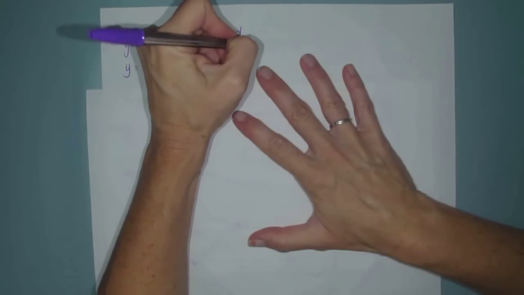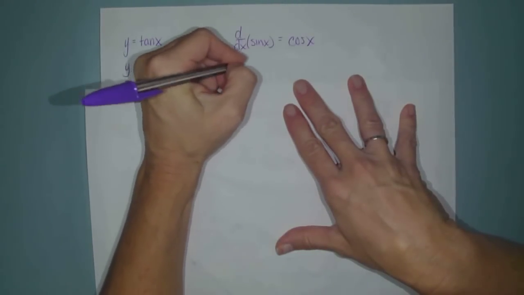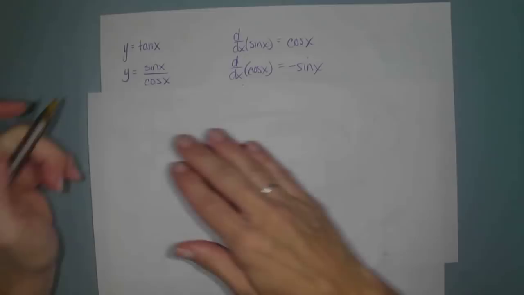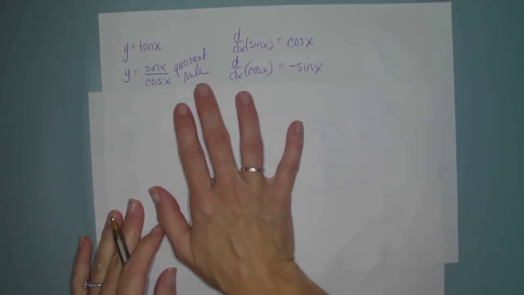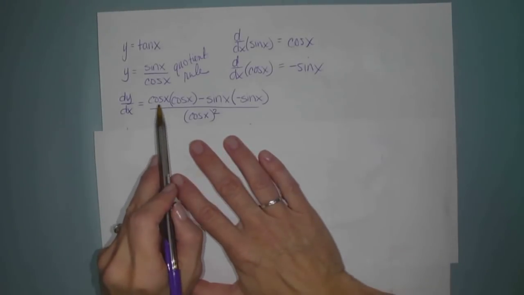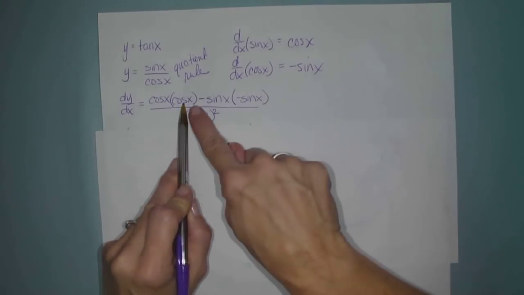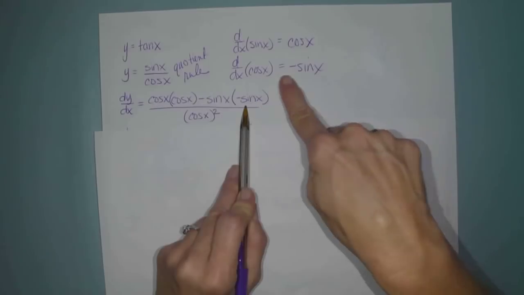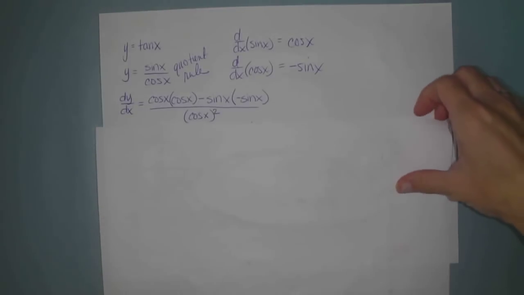So the derivative with respect to x of sine of x, we know to be cosine x. And the derivative with respect to x of cosine x, we know to be negative sine x. So keep those in mind as we do the quotient rule. Quotient rule we already know from past lessons, so here we go. The quotient rule says, first step, you take the denominator times the derivative of the numerator, and the derivative of sine is cosine, minus the numerator times the derivative of the denominator, which is negative sine, all over denominator squared. So that's step 1 of the quotient rule.